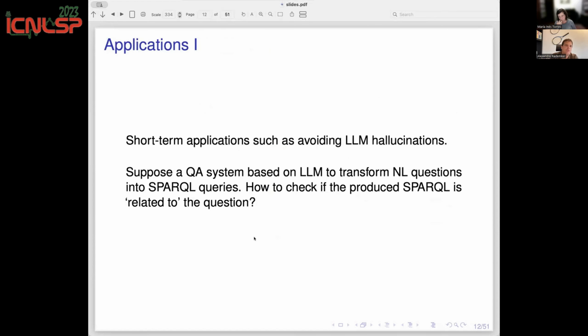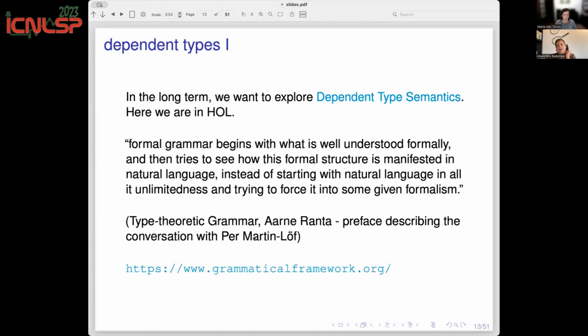Currently, we try to find applications that are simple enough to explore the framework and then increase in complexity. For example, one of the applications where we are using this tool is to avoid hallucinations of large language models. In a question answering application, we take a question, use a large language model to produce a SPARQL query, and then check if that SPARQL query is consistent with the semantics that we obtain from the sentence. So it's a kind of double check of what the LLM produces.